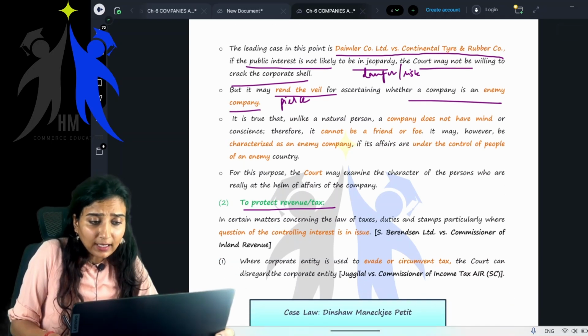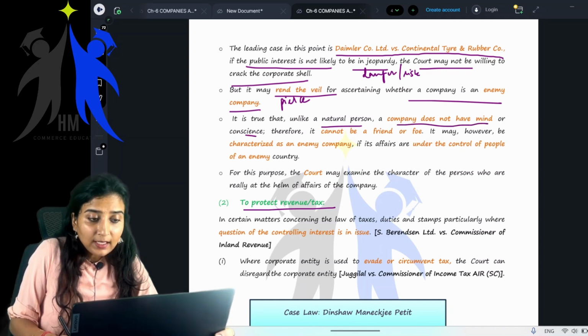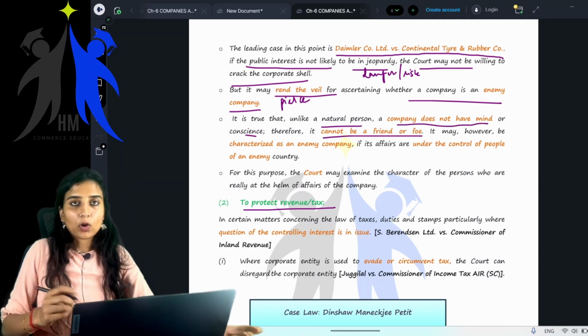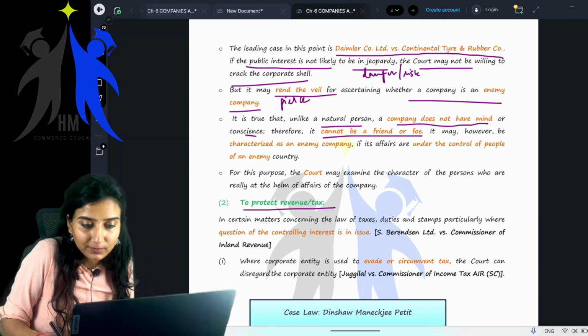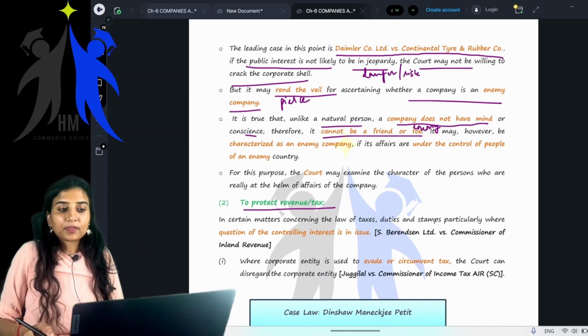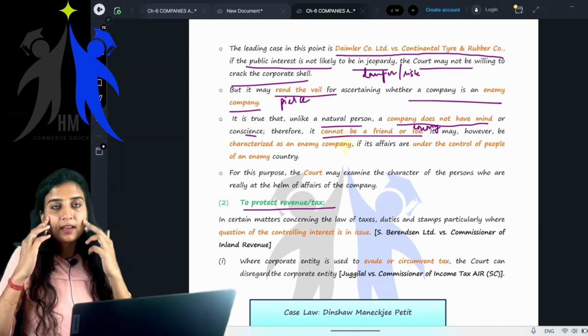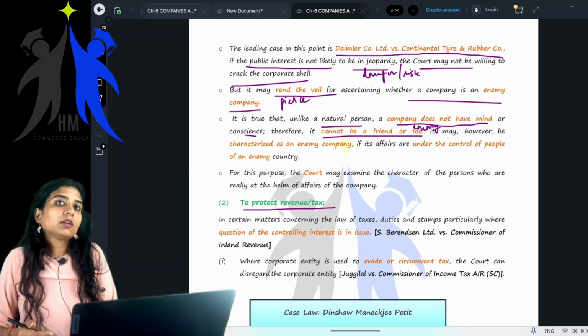It is true that unlike a natural person, a company does not have mind or conscience. Therefore, it cannot be a friend or foe. Obviously, a company cannot be a friend or enemy. Foe meaning enemy. Children, foe, what is this? Enemy. Yes, obviously, a company does not have a mind. It cannot do any harm to you. See, obviously, it cannot be a friend or an enemy.